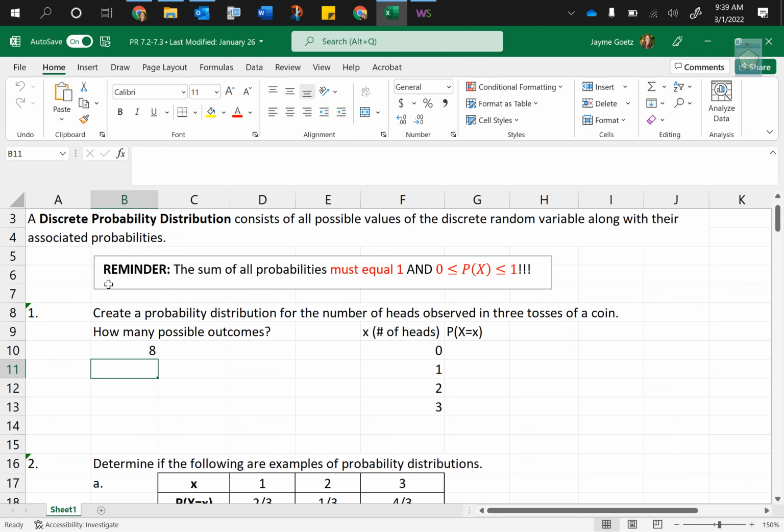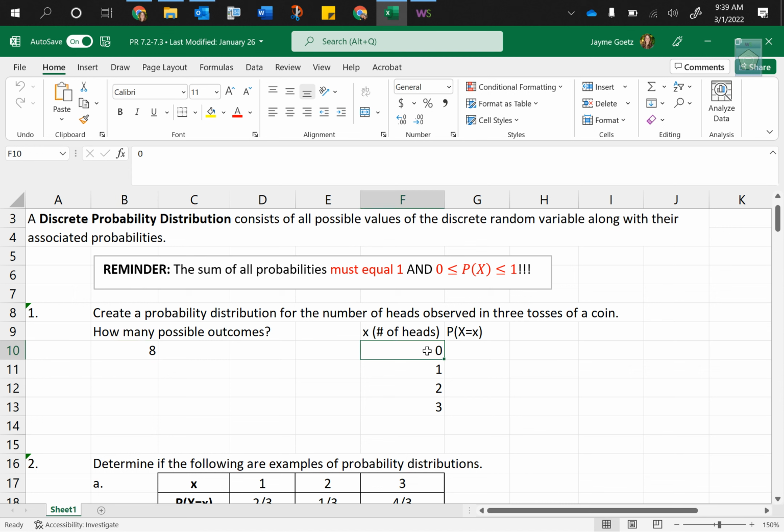Now, while you're taking notes on an Excel sheet, you can always click back on it and see, how did I get that? What did I do? And then maybe over here you might want to take notes and say 2 to the 3rd power, because 2 is the number of outcomes of 1 coin flipped 3 times, okay? So there are 8 possible outcomes.